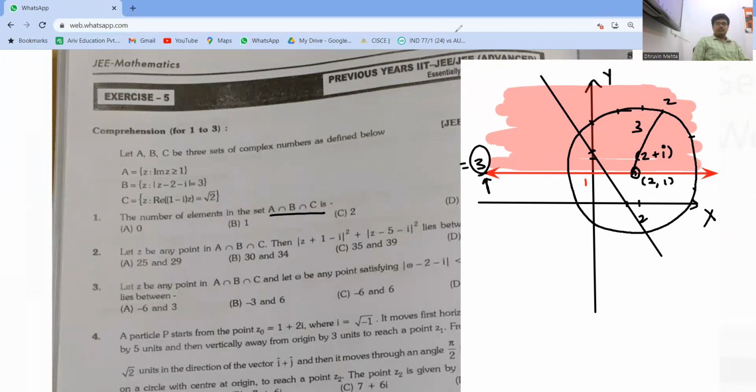Did you not understand? Remember, this is the point of intersection of the circle and the line. And it belongs to that pink region. Okay, so this is one point. Do we have any other point there?